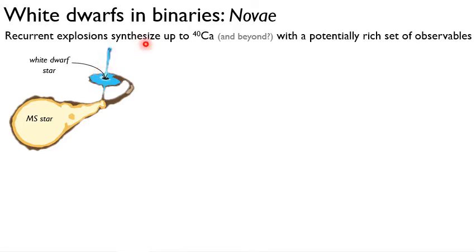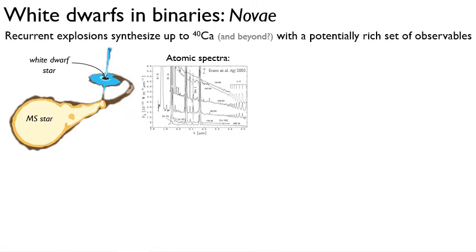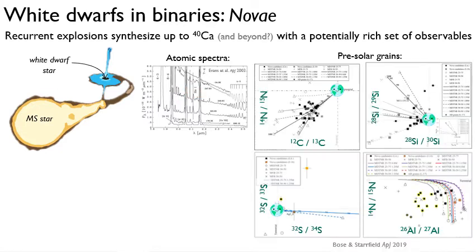So they make elements up to roughly calcium. And there's a really rich set of observables for these. So you can look at the gas that is ejected in the explosion on the white dwarf, in this nova explosion, and you can get spectra. You can see what atoms are in this nova.